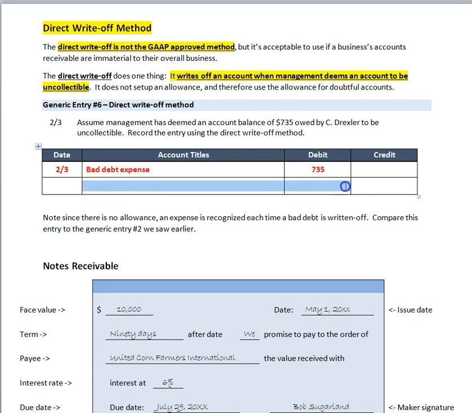Just like the allowance method, it's going to write off their receivable. If we don't expect that person to pay, then we write it off. It's not fair to keep it on our balance, keep the AR in the account if we don't expect to collect it.